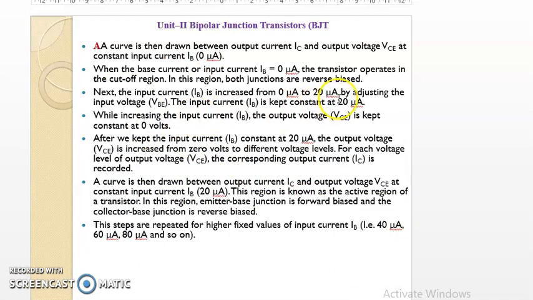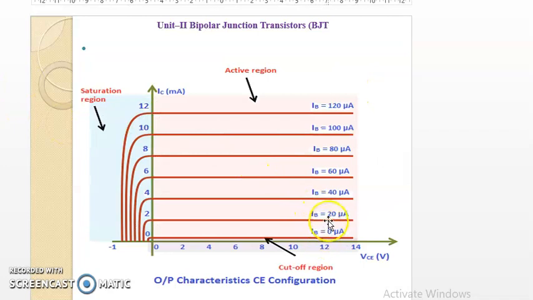Got it? Then now next, the input is increased from 0 to 20 microampere. Then what happens? This collector current is also going to increase.